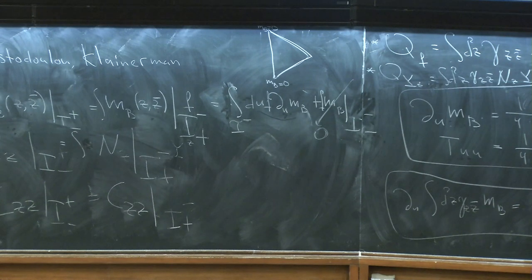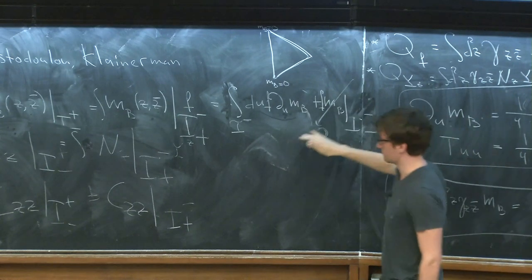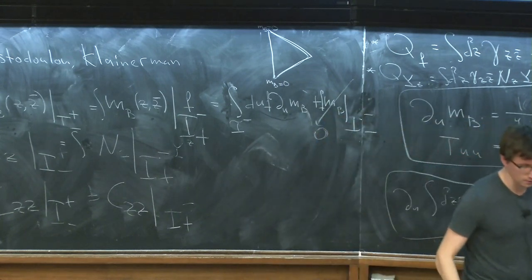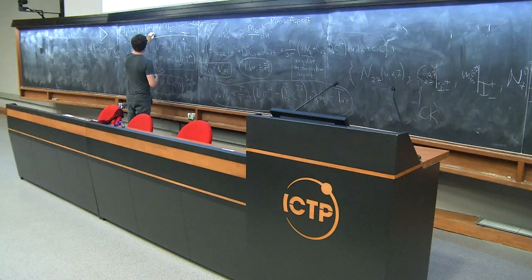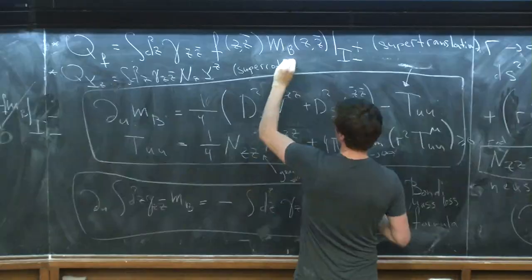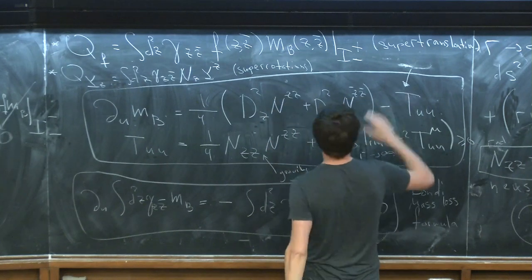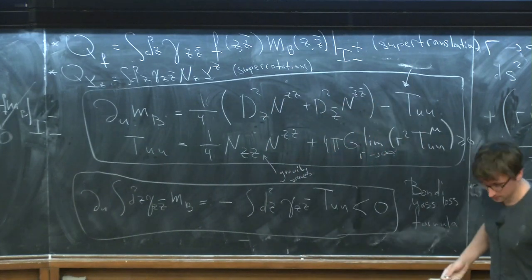Okay, perfect. Now if you do this for these equations and for these equations, this is what is called the infinite number of conservation laws for supertranslations. This is this. And this is called superrotations. What is the meaning of these conservation laws? Well, let me first discuss supertranslations.